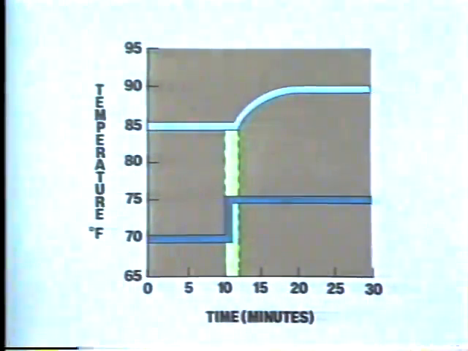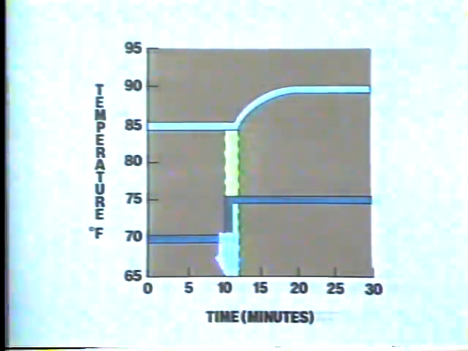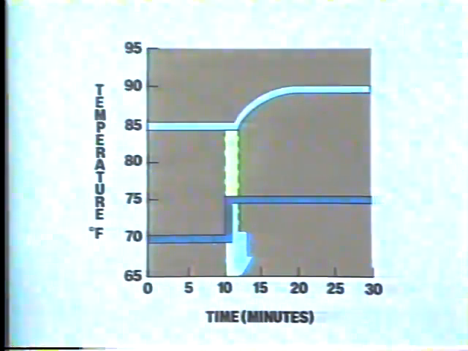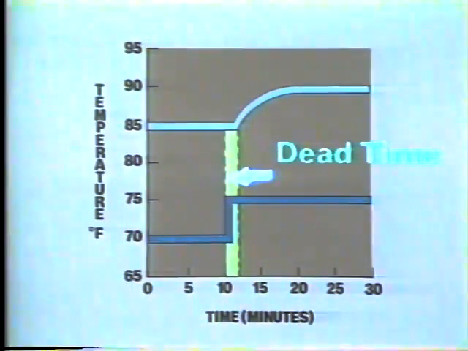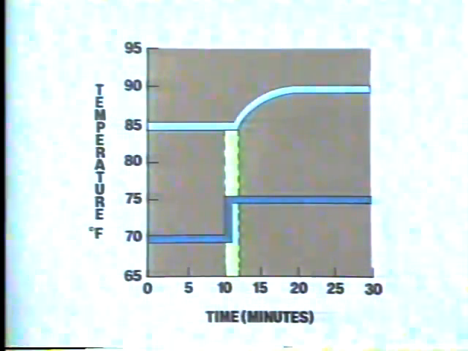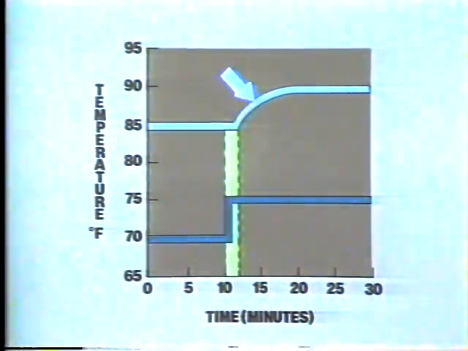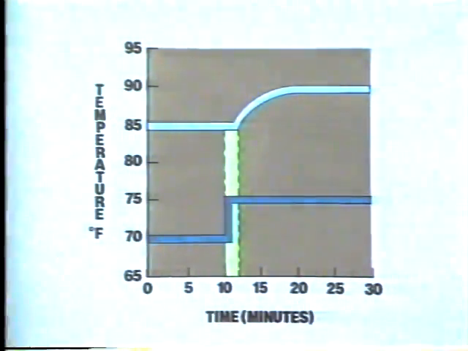Now here's how the process responds. Notice that although the raw water temperature changes at 10 minutes, the cooling water temperature did not begin to change until about 12 minutes. This is the dead time in the system. Notice that initially the cooling water temperature change occurs quickly after the dead time has passed. But due to the amount of resistance and capacitance in the system, the total temperature change takes a much longer time.